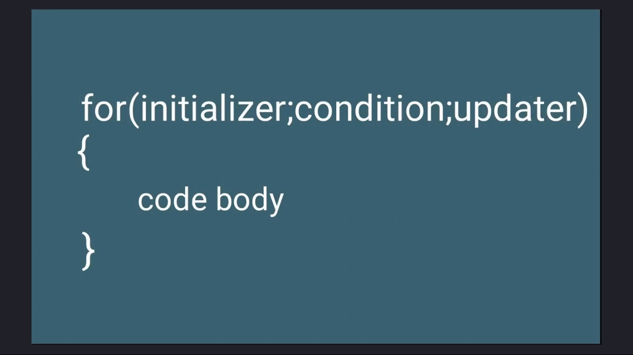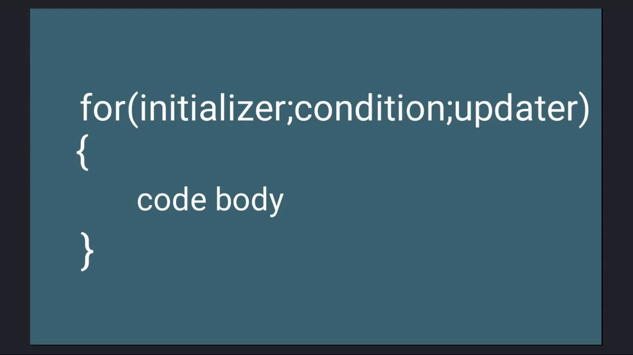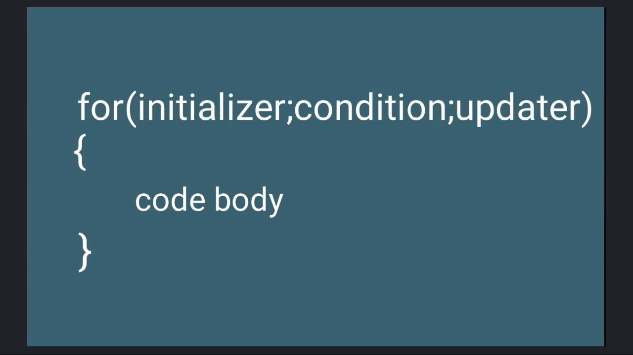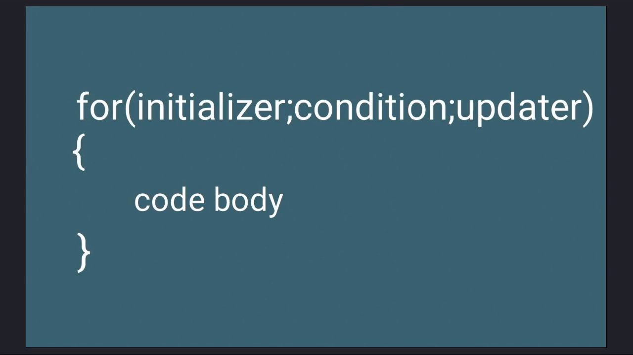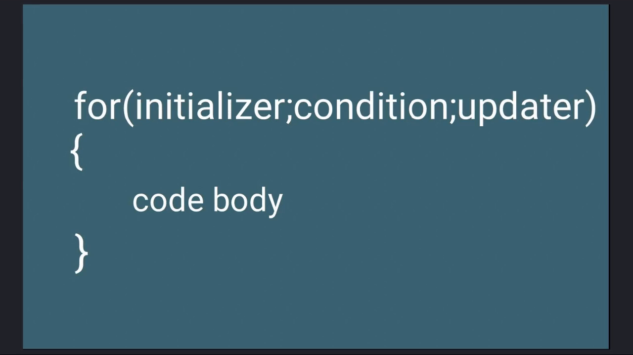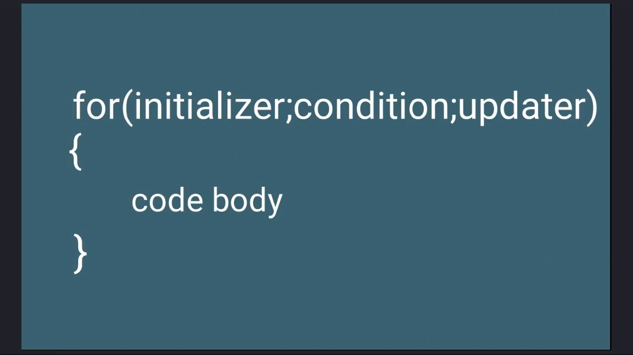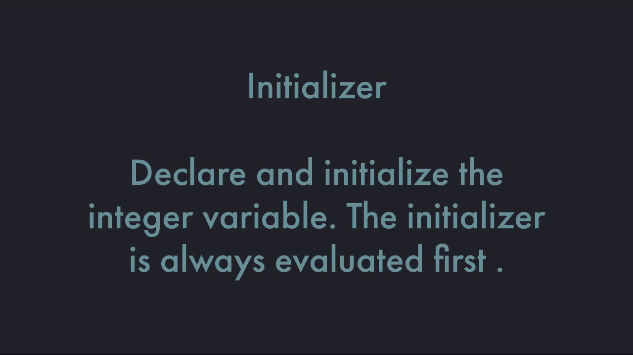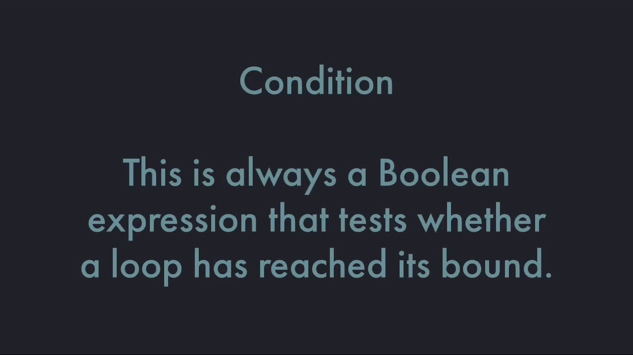The for loop begins with the for statement, which is followed by a parentheses list of 3 expressions separated by semicolons. You have the initializer, the condition, the updater, and then you have the code body or the statement. The initializer is where you will declare and initialize the integer variable. The initializer is always evaluated first in a for loop.